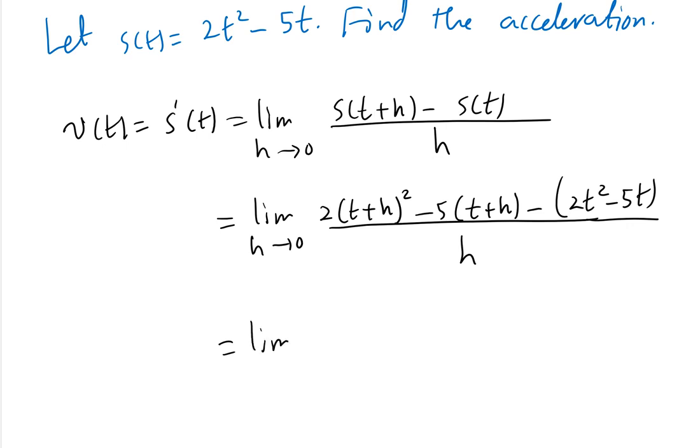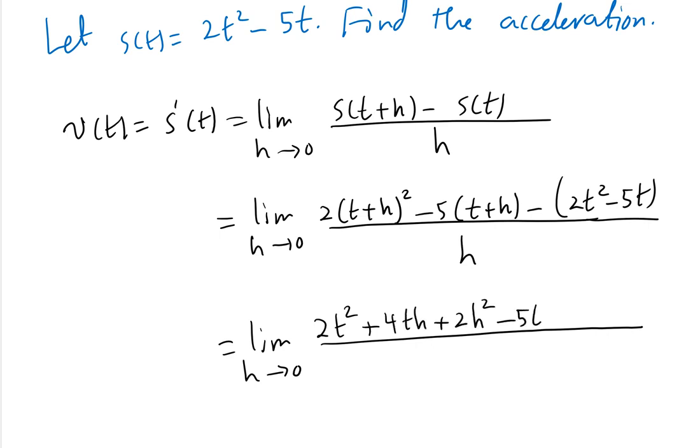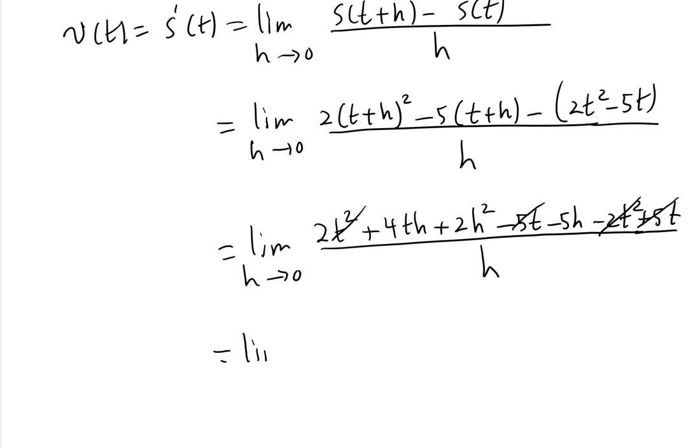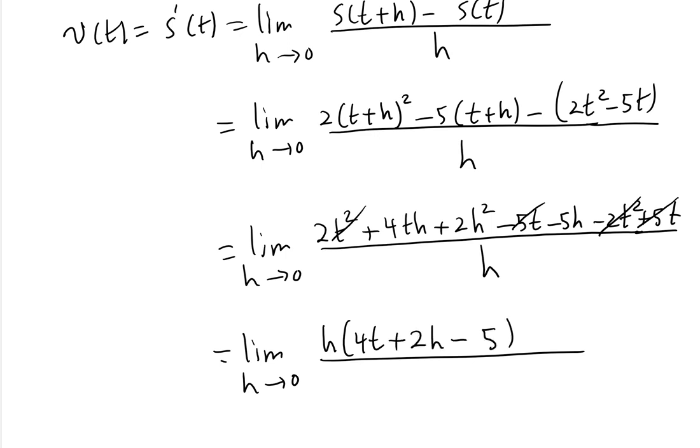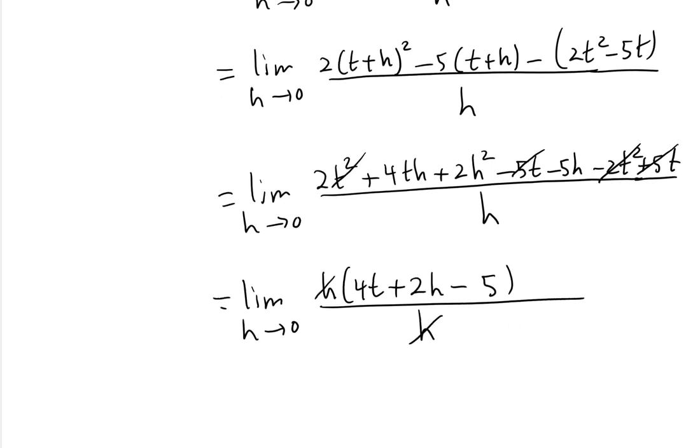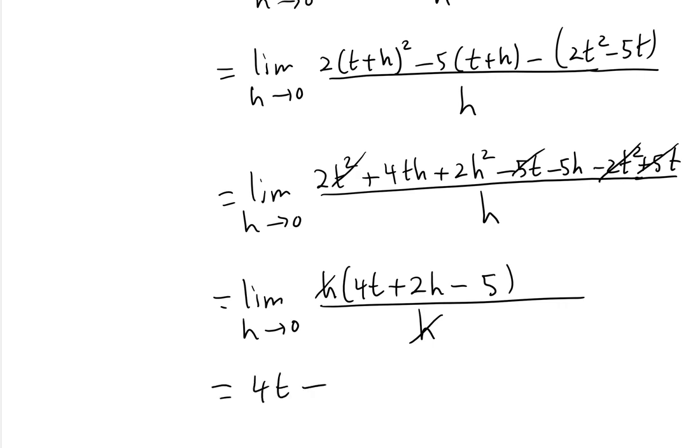Let's simplify this one before we pass the limit. 2t squared plus 4th plus 2h squared minus 5t minus 5h minus 2t squared plus 5t, all over h. The 5t's cancel each other. On the top, I can factor an h out: h times (4t plus 2h minus 5) over h. The h's cancel out, and that would give us 4t minus 5.